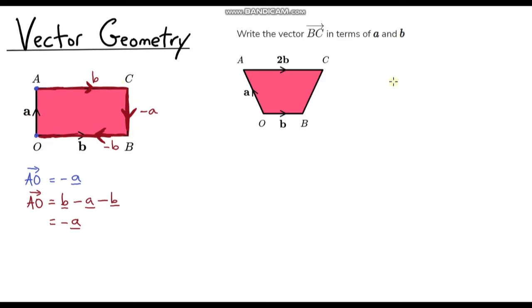So I'm going to go through another example now, and this time we've got a trapezium, and it says write down the vector BC in terms of A and B. So the first thing to do is identify what our start and end points are.